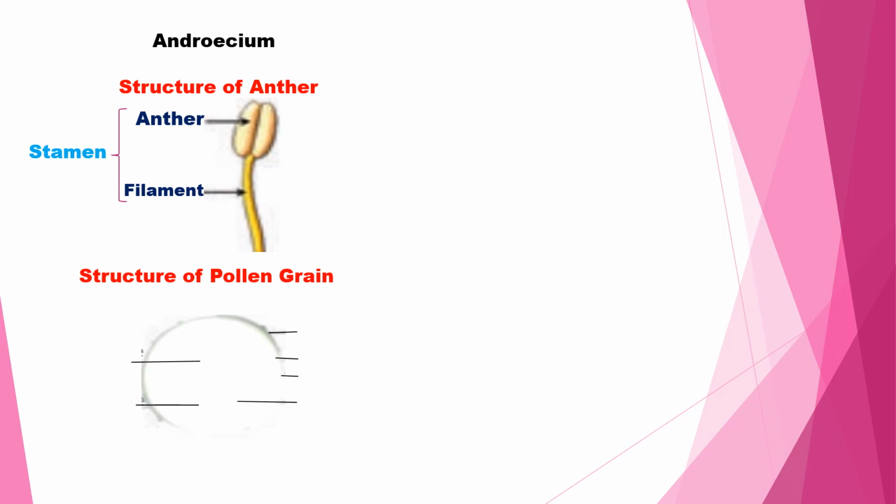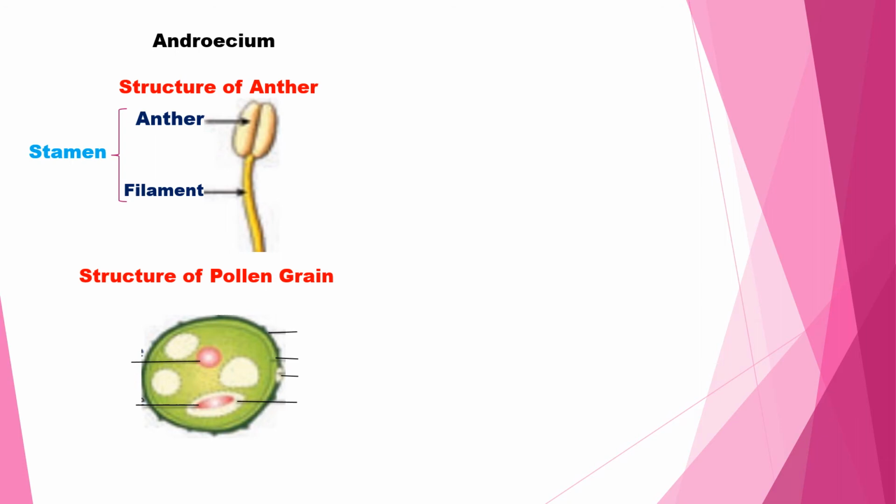Now we are going to see inside the flower, androecium and gynoecium, that is the male and female reproductive organs. Androecium, the male reproductive organ. Structure of anther: anther is the topmost part. That anther is held by the filament. Together they are called stamen. Inside the anther, pollen grains are present.